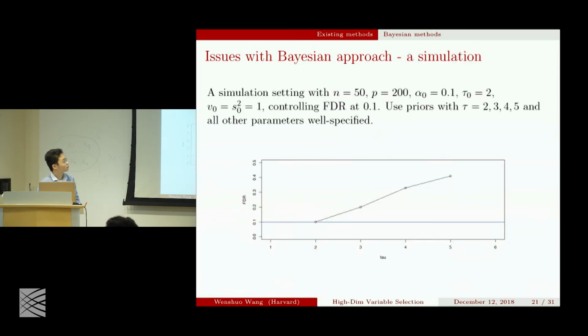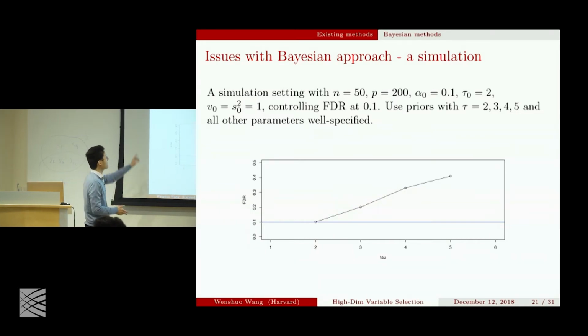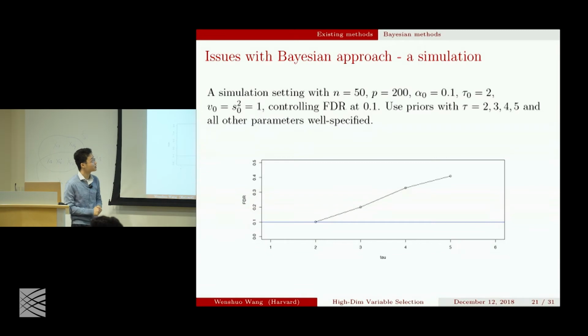So here's a simple simulation. My n is 50, p is 100, and my alpha_0 is 0.1. Alpha_0 is the proportion of the variables that are important, so 0.1 means roughly 10 variables are important, that's 1 out of 10 in 100. And tau_0 is 2, that's the signal-to-noise ratio. All the other variables are just the parameters for the noise.